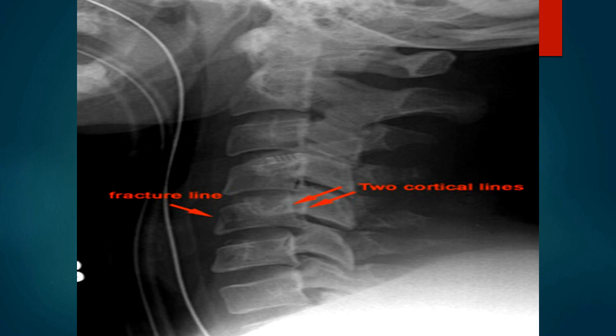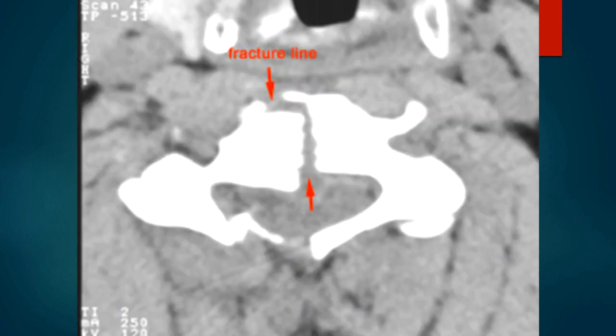Again, you've got two cortical lines here, the fracture line, so you can see this burst fracture here. And then you can see how it's retropulsing back into the spinal cord. Here on CT, fracture line, retropulsion.